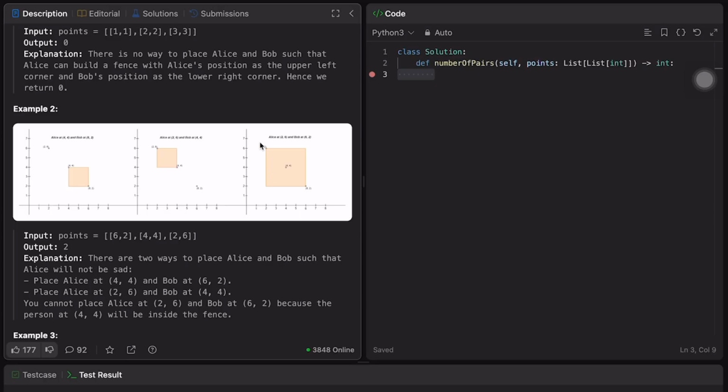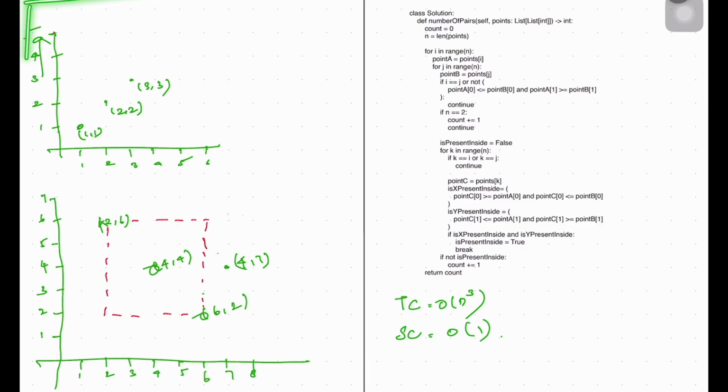Here, if you see, if Alice is at 2 comma 6 and Bob is at 4 comma 4, Alice is at the upper left and Bob is at the lower right. The same holds for 4 comma 4 and 6 comma 2. But if you take 2 comma 6 and 6 comma 2, we can't, because Alice will become sad, as 4 comma 4 is inside the fence. Remember, this is the exact example that I took yesterday to explain the approach. Today I have taken the same, so it will give better clarity.